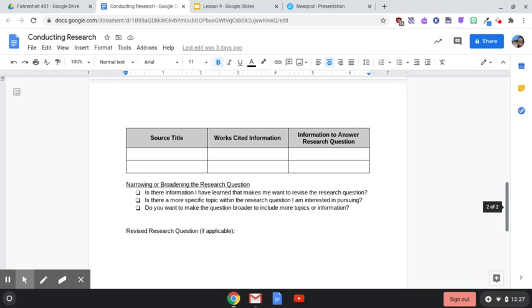I think it's already broad enough. If anything, I might narrow it a bit, or I might just think about it in terms of general political figures. That's a you-think kind of decision to make. Now, if you wish to revise your question, I want you to go back to number 3 where you typed in your research question and revise it there.